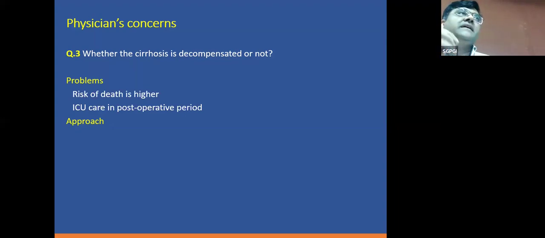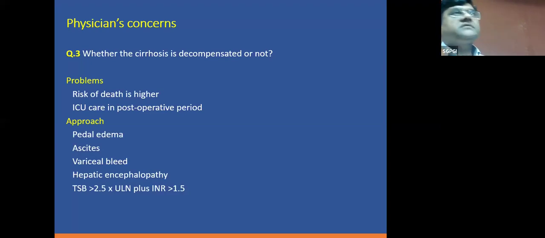Whether the person dies due to decompensated cirrhosis or not, ultimately the surgeon will be the culprit. So we should know clearly beforehand how much the risk of death is. And definitely these patients will need ICU care, prolonged hospitalization, and lots of expenditure. So that's why we should know. And the way is to just ask the history: ascites, HE, bleed, and if everything is absent, history of pedal edema, significant pedal edema.